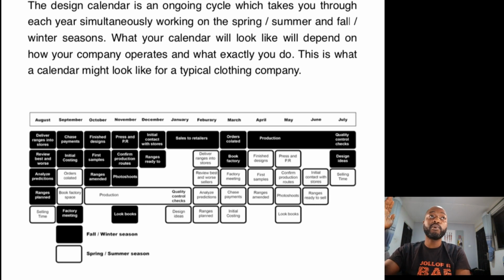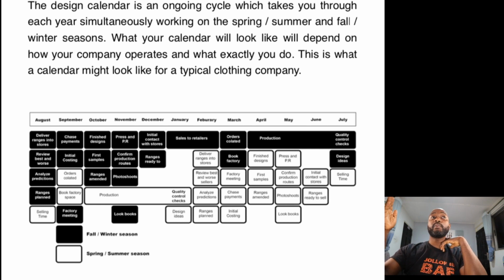By October, designs are finished. They do first samples, ranges are amended, and they start producing, doing quantity checks, right? And between October and December, you're doing your lookbooks. Your lookbook is basically you're going to get a photographer, a stylist, a makeup artist, all that stuff, take pictures that represent the clothing. So October to November, that's the fall winter season. Some people do a spring summer season, so you need to start thinking about all that kind of stuff, right?